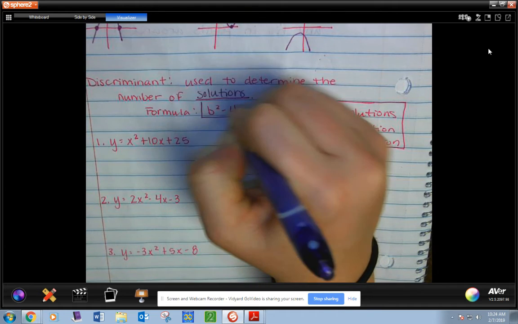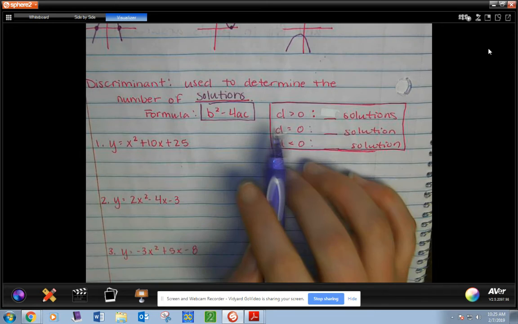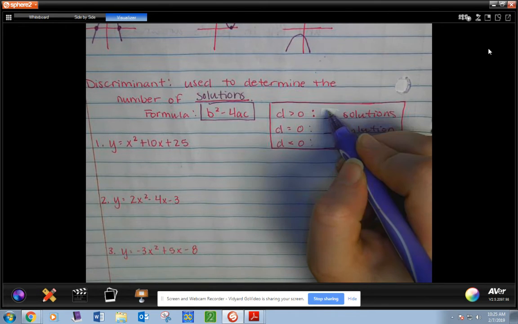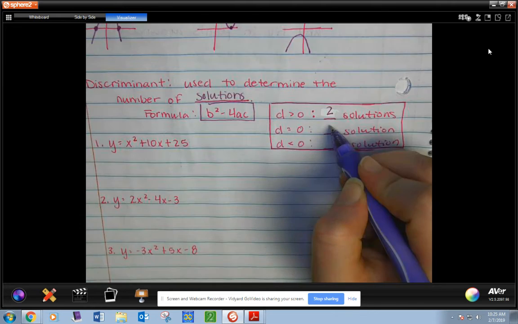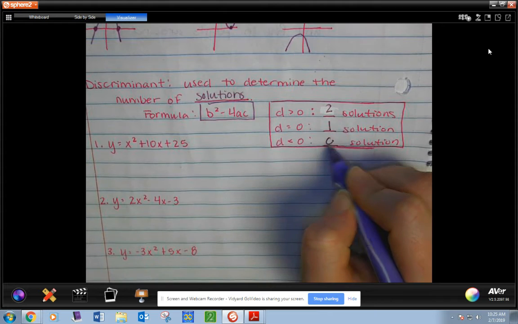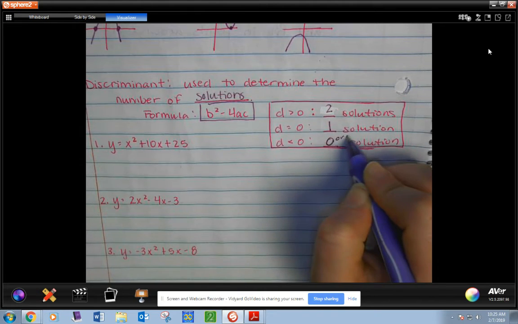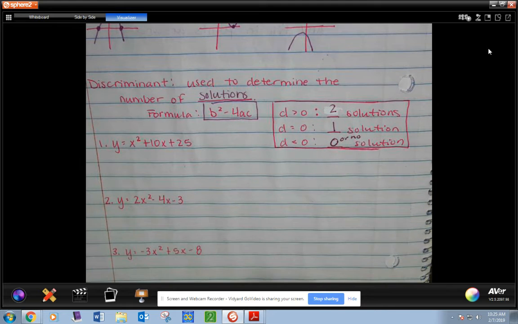You're going to use the formula b squared minus 4ac. And if the discriminant is greater than 0, then you have 2 solutions. If it's equal to 0, you have 1 solution. And if it's less than 0, you have 0 solutions, or you can put no solutions. Okay, so I have 3 examples for you.